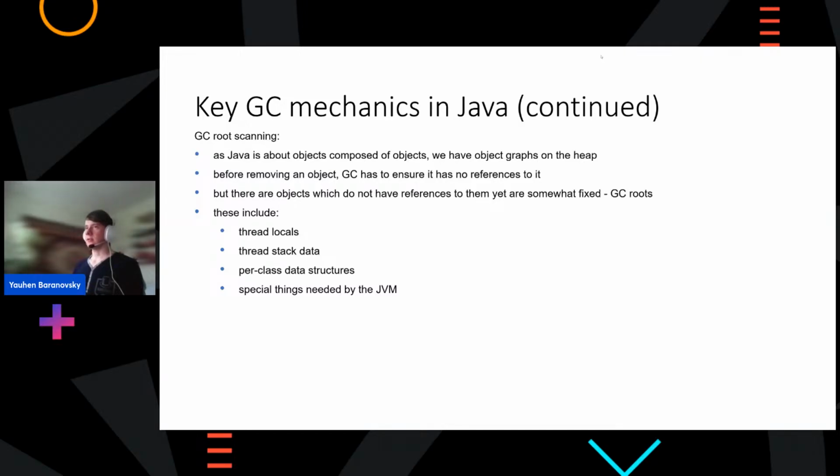When it comes to structuring the heap, first of all, we have so-called garbage collection roots. Those are objects which live for the duration of the whole application lifetime, so they are not removed until your application stops completely. These are things like thread locals, thread stack data, per-class data structures loaded with the classes by the JVM, and some other special things. And it's key to garbage collection performance to be able to find those roots efficiently and track what they actually refer to.